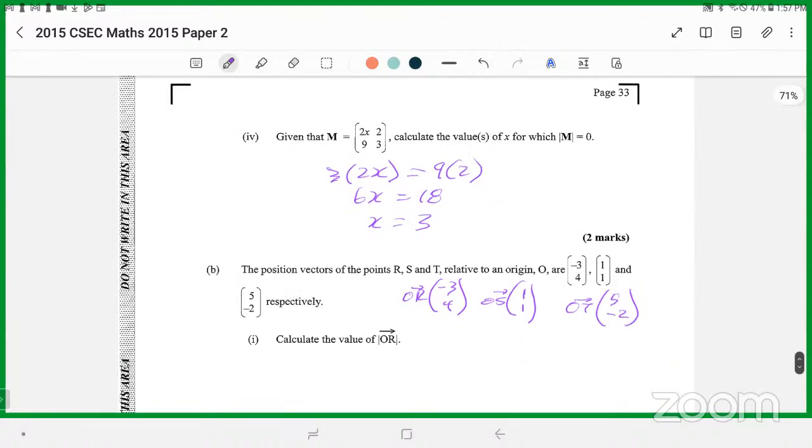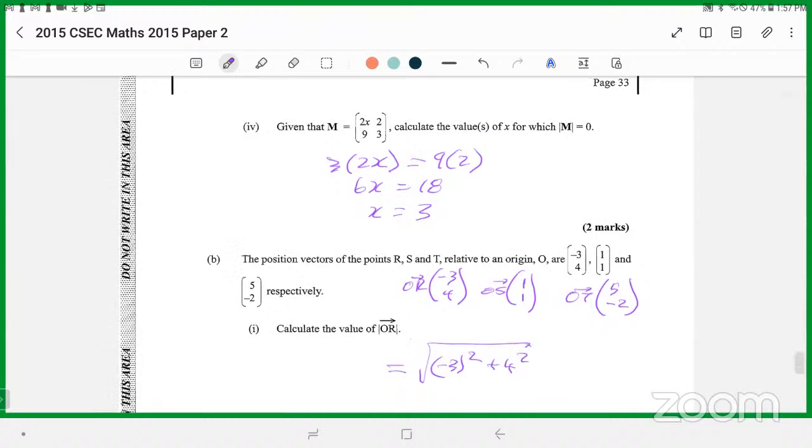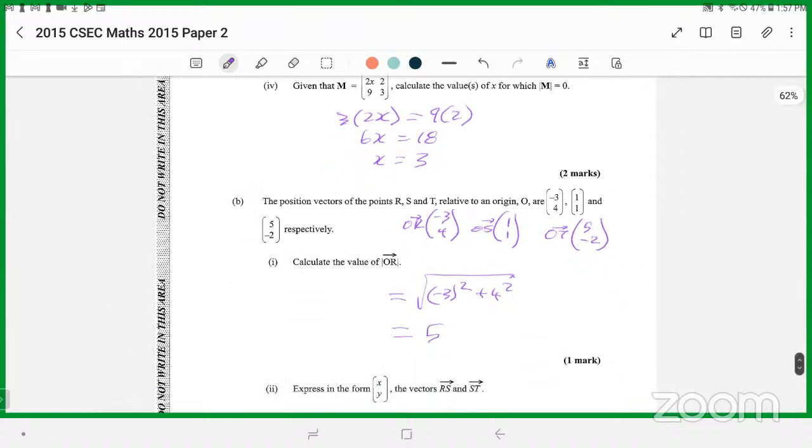Already know the modulus of the first one. Modulus is the square root of the first value squared plus the second value squared. That's (-3) squared, the negative goes away by squaring it, plus 4 squared, which works out to be 5.